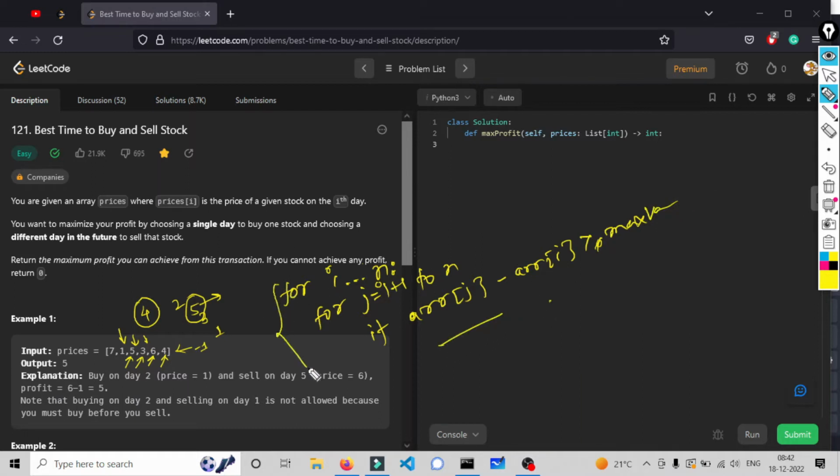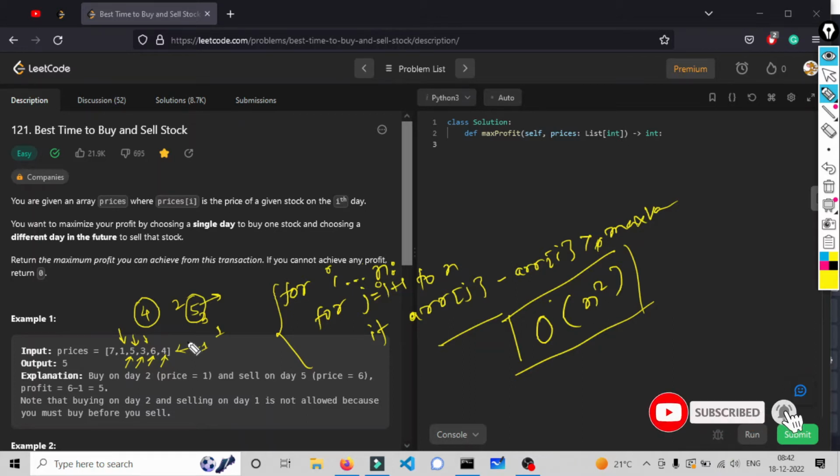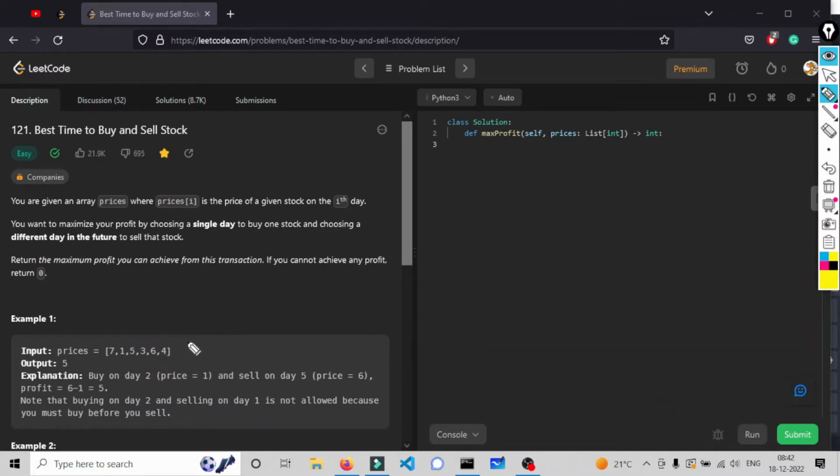So what will be the time complexity of this? Obviously, since we are running two loops, it will be O of n square, right? It will be O of n square if you consider this solution. Okay, this is very high for whatever we have been given here. So is it possible to reduce the time complexity of this algorithm?